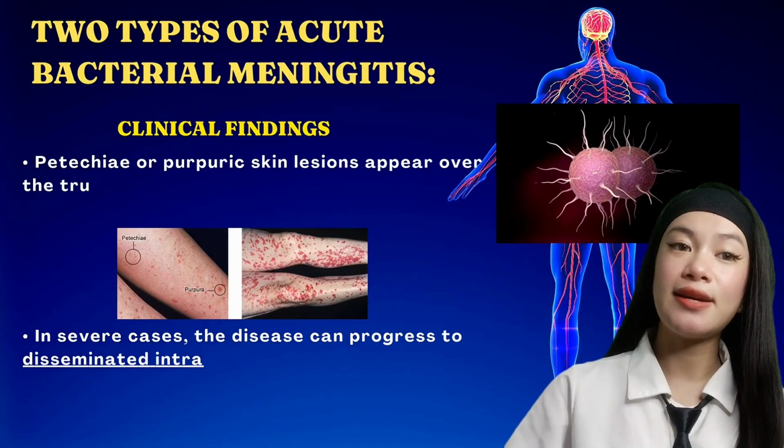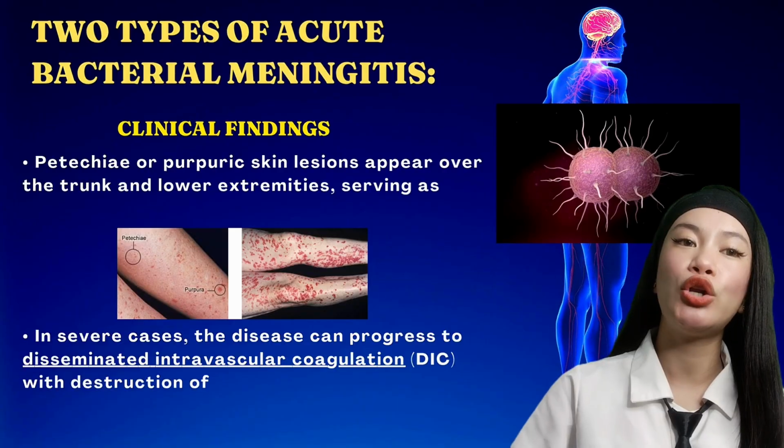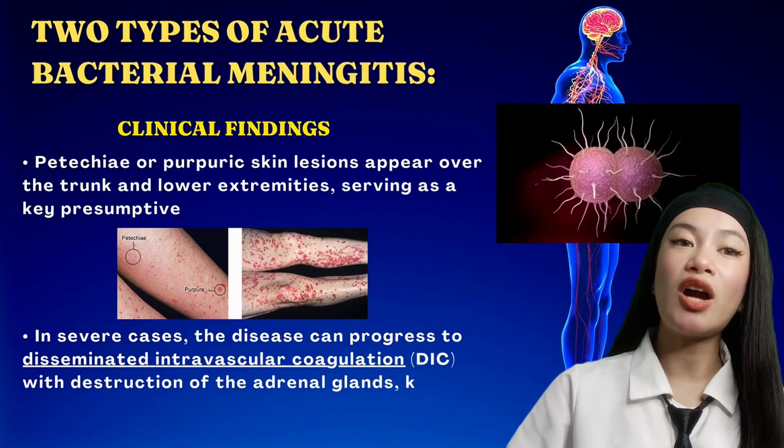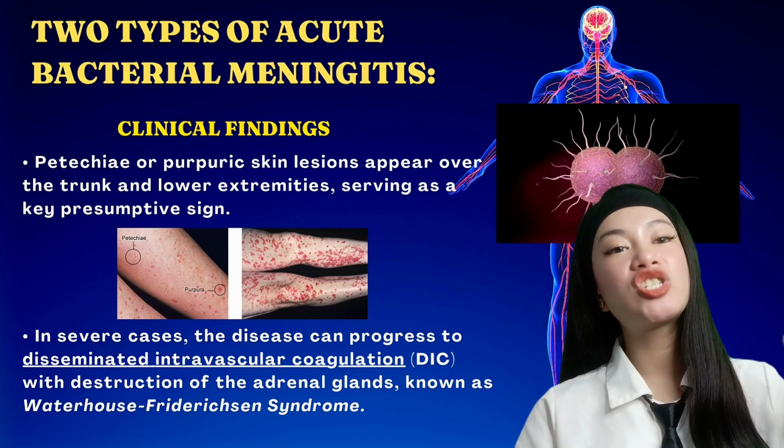While in severe cases, the disease can progress to disseminated intravascular coagulation, or DIC, with destruction of the adrenal glands, known as Waterhouse-Friderichsen syndrome.